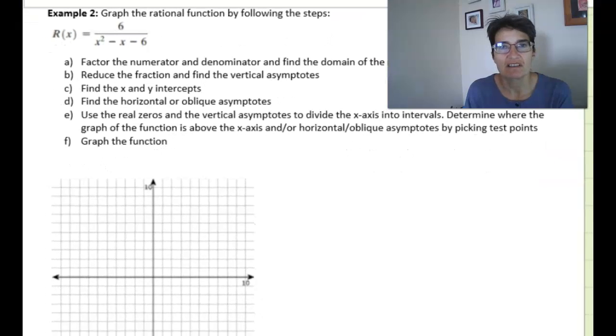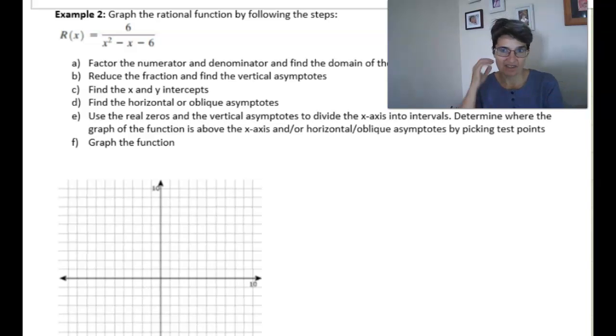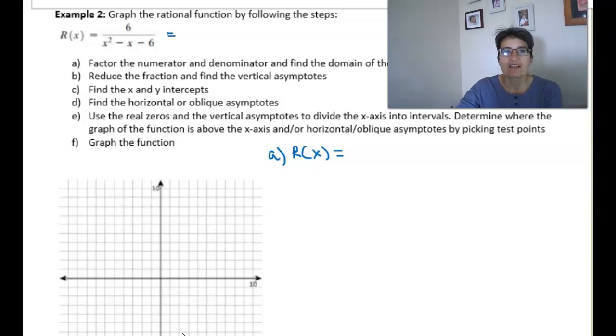So same idea here. We're going to start with this and find details and then start graphing it. So part A says factor, right? So this one we can factor r of x equals, actually I'm going to factor it here, 6 over x minus 3 and x plus 2. I'll copy down here too so we can refer to it.